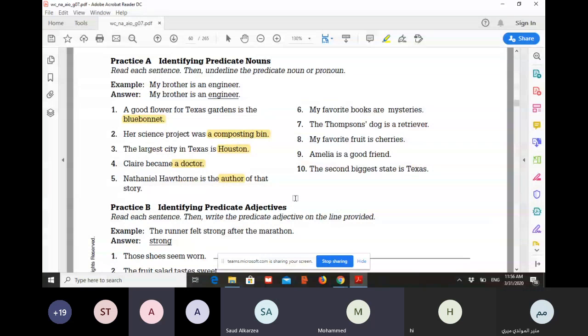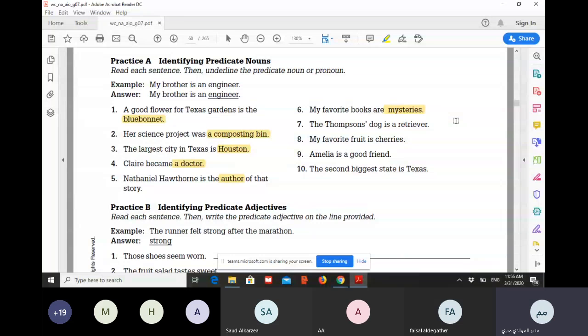Now, can you do number 6, please? My favorite books are mysteries. Mysteries. Very good. What is it? Noun. Can I do it? Wait a minute. You are going to do the number 8, Ibrahim.